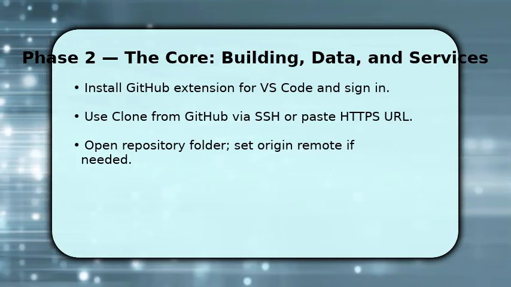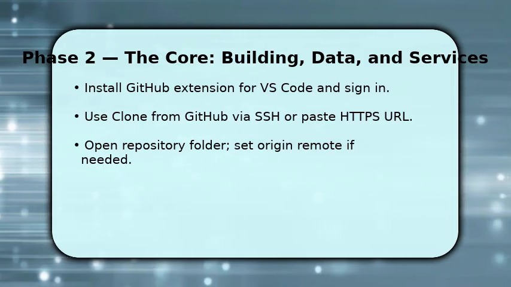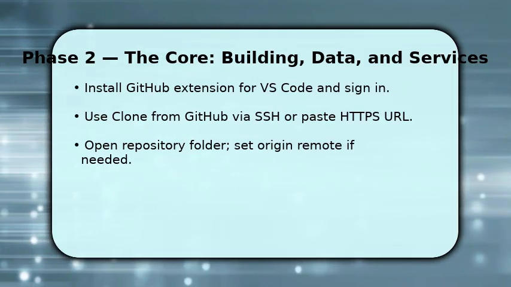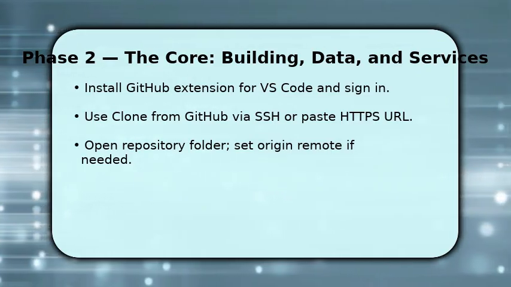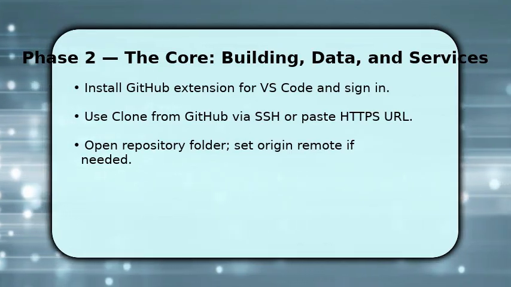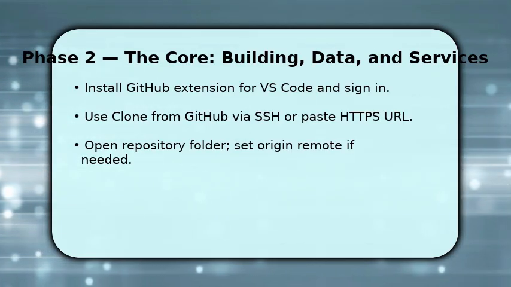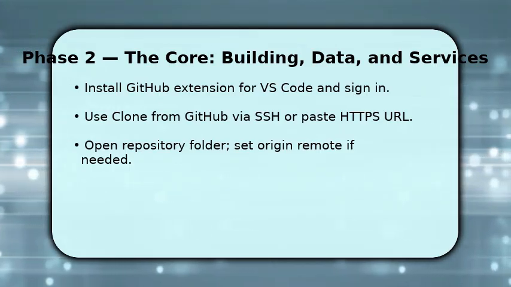Next, choose Clone from GitHub, pick the SSH URL to use your key, or paste HTTPS if preferred. After cloning, open the folder in VS Code so the source control view becomes active. If you cloned elsewhere, run git remote add origin URL to set the remote. Once set, VS Code shows branch, changes, and allows commits.